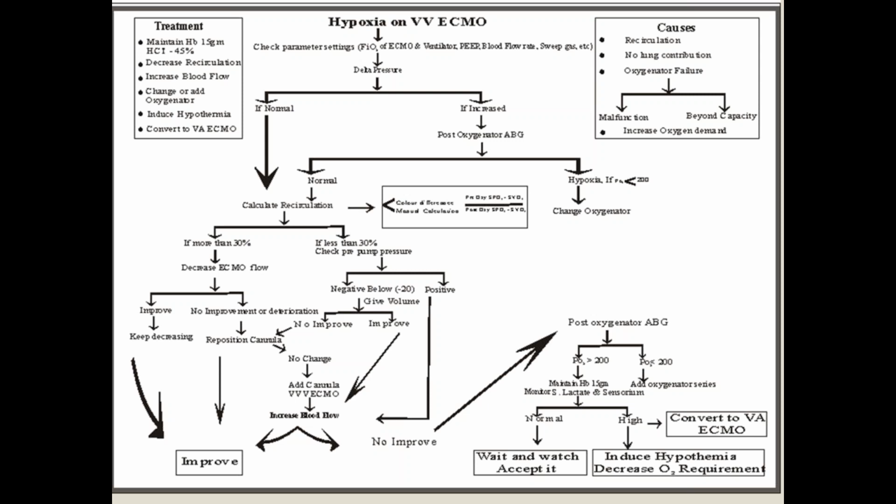If the recirculation is more than 30%, what you need to do is decrease the blood flow. That will improve it. If that does not improve it, then check the cannula position. Once you change the cannula position, it might improve recirculation. If that does not improve the recirculation, then you have to put one more cannula. And as I told you, you have to switch over to VVV ECMO, draining from the IVC and SVC, and returning to the RA.